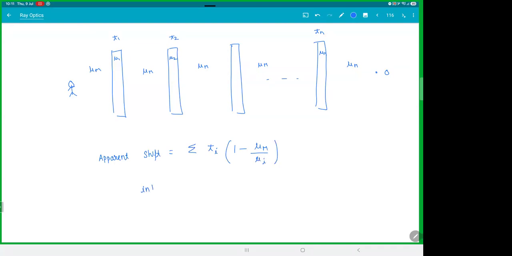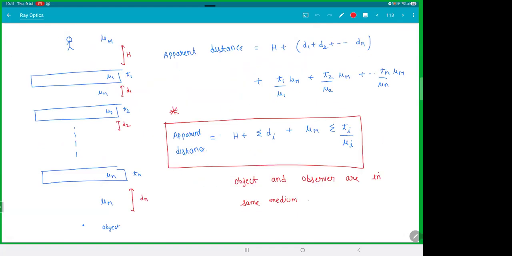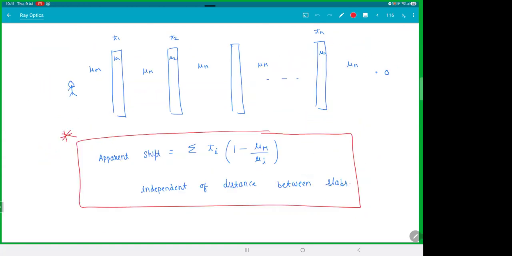This is independent of distance between the slabs. So it doesn't matter where you keep the slab. If I take a slab between you and the object, and I keep it close to you, or close to the object, or in the middle, the answer will remain the same. You will see the shift is the same. This is your shift. This is the apparent distance. This is where you think it is. This is what you think it shifted by. Technically, both are coming from the same place. Is this clear? Everyone clear with the formula there?